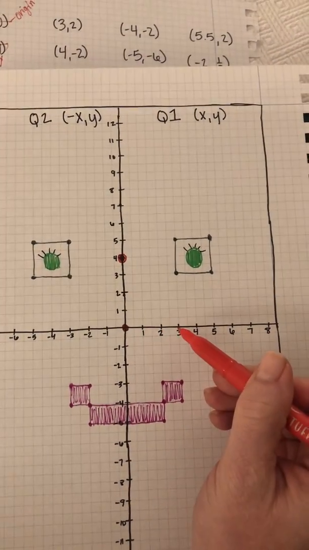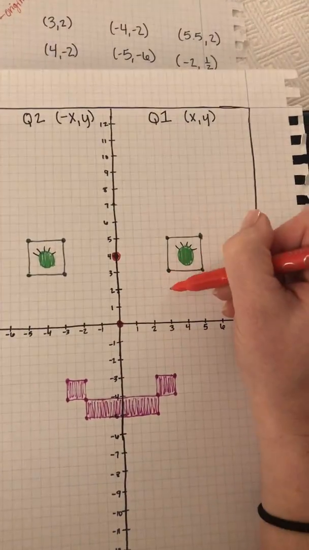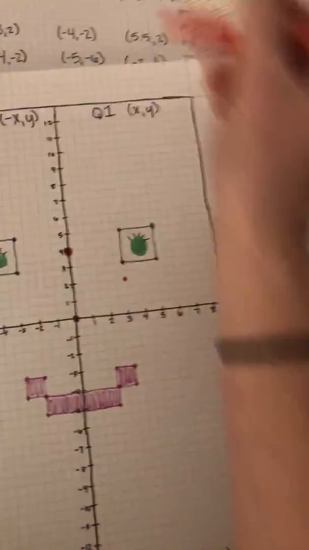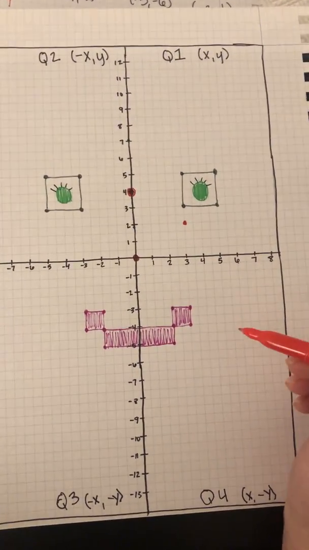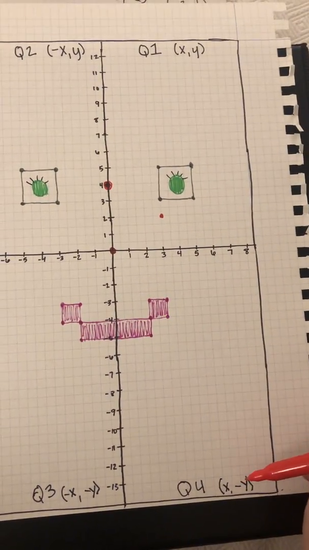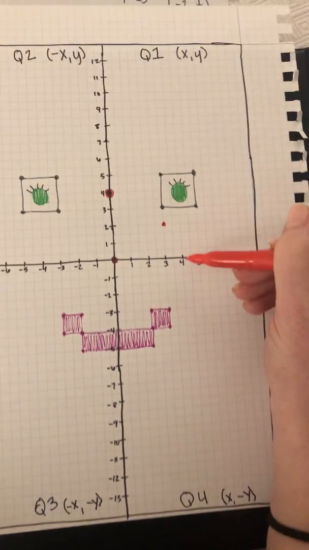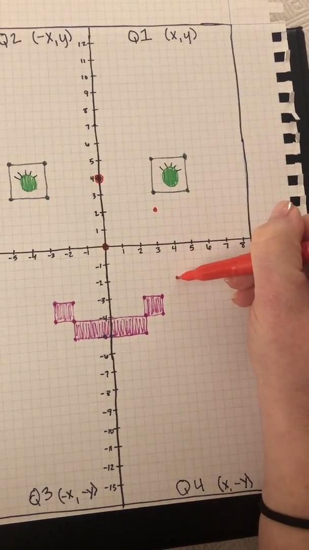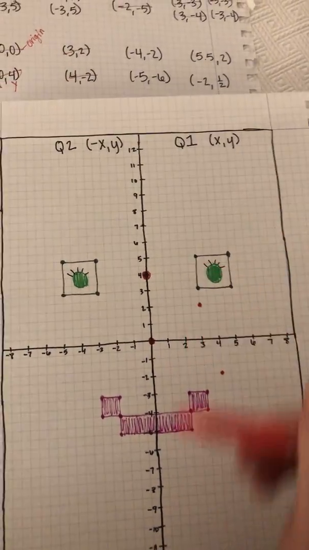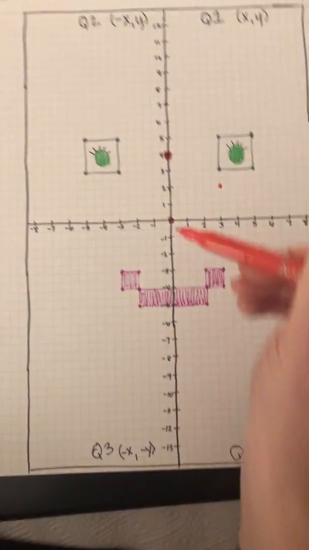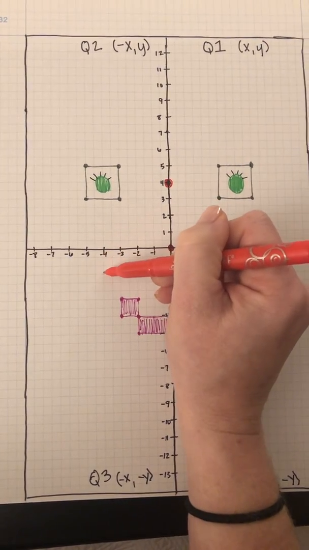Next, I have 3, 2. Okay, so if I go over 3, up 2, right there, little pimple. 4, negative 2. Positive 4, negative 2. Positive, negative, it's going to go in my quadrant 4. 4, negative 2, it's going to go right there. Negative 4, negative 2. Both are negative, so it's going to go in quadrant 3. Negative 4, negative 2.